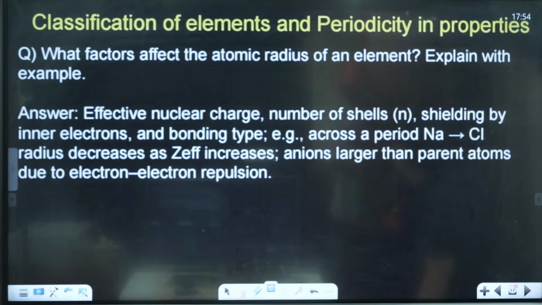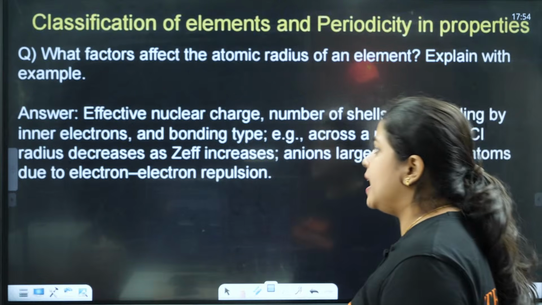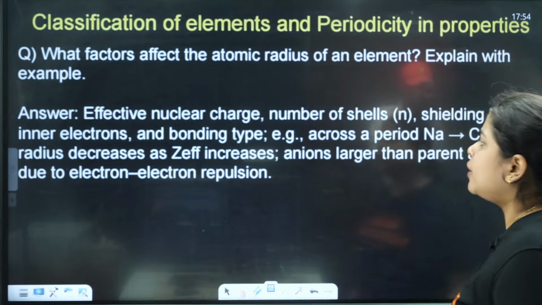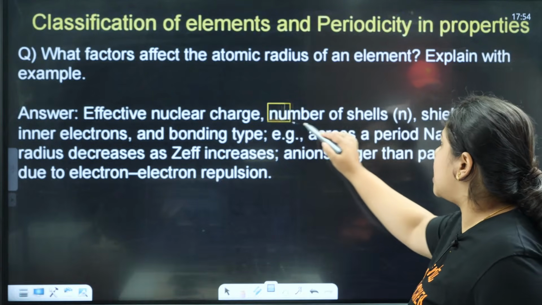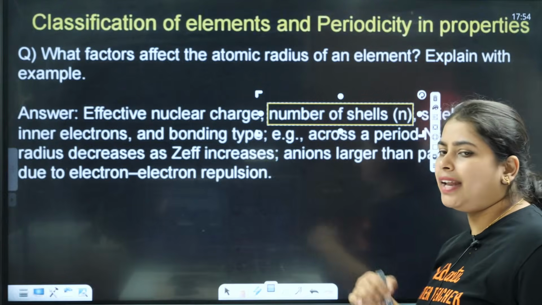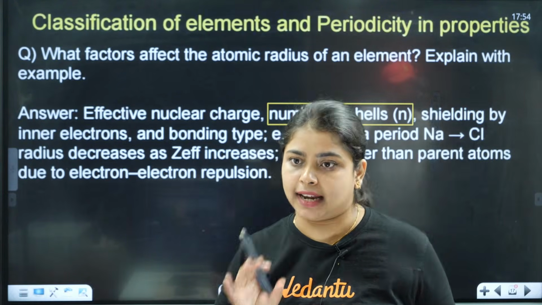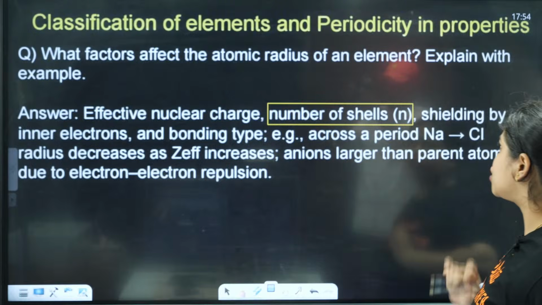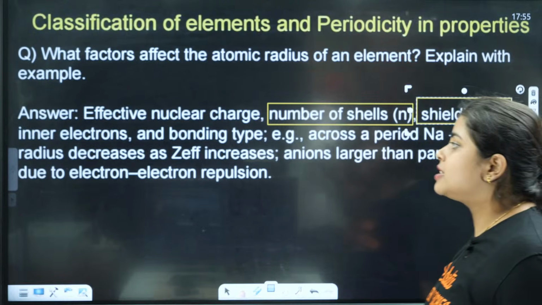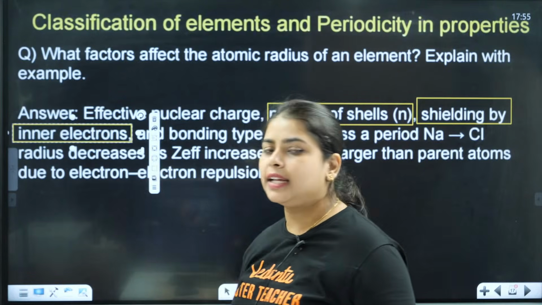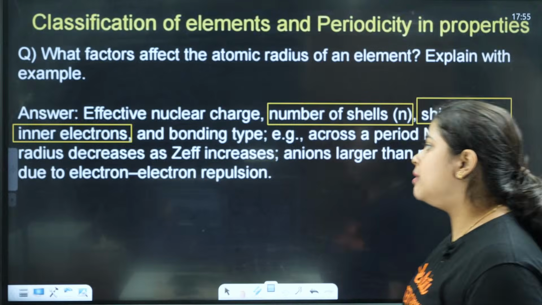Next question: what factors affect the atomic radius of an element? Explain with an example. Effective nuclear charge, that is about the number of shells. How many shells are present, like n. N is the number of shells, and the shielding by inner electrons. It is shielding by what? Inner electrons.